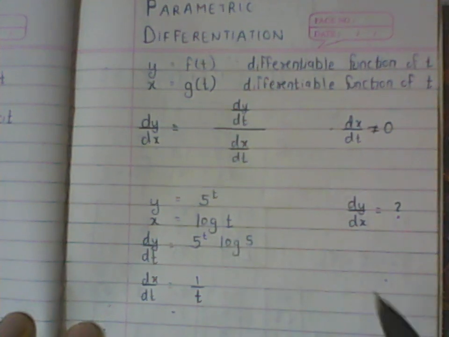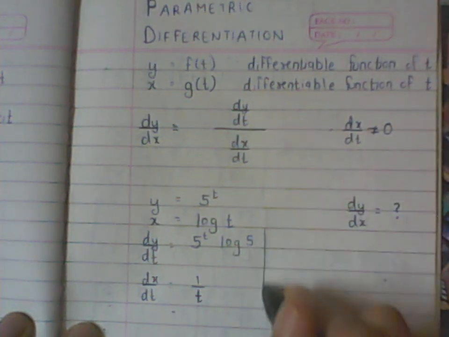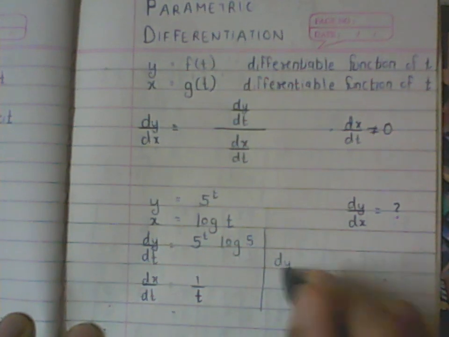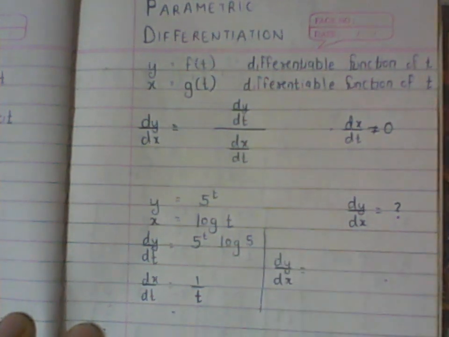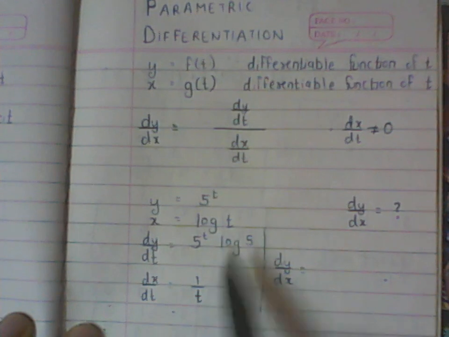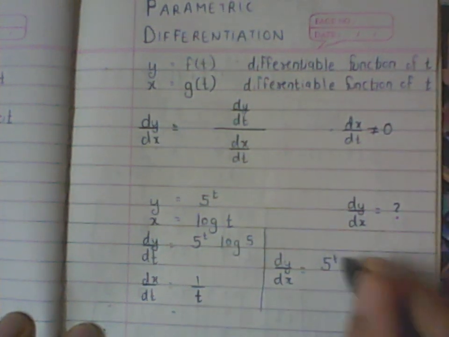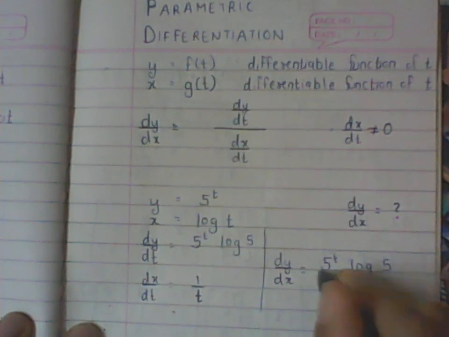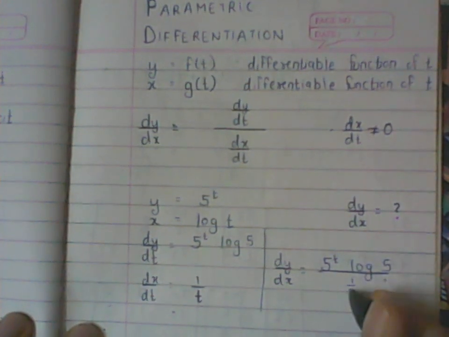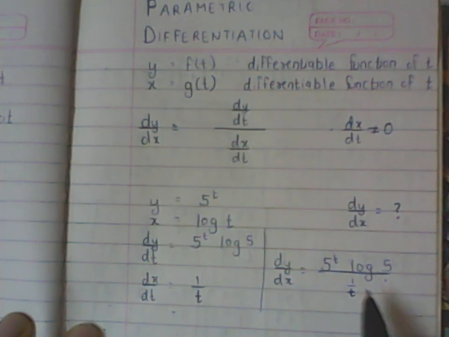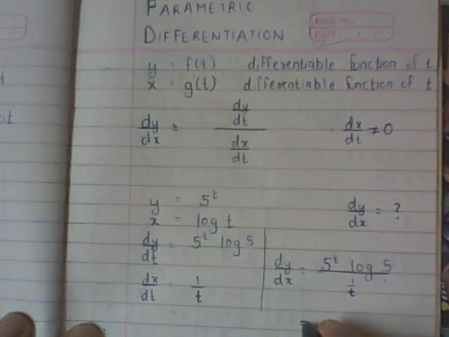So the final dy by dx is nothing but the ratio of these two derivatives that we have got, the quotient of these two derivatives. So it is nothing but 5 raised to t log 5 divided by 1 by t. Now, if I were to simplify this further, dividing by 1 by t is as good as just multiplying by t. So I can write the t up front. This would be t times 5 raised to t times log of 5.